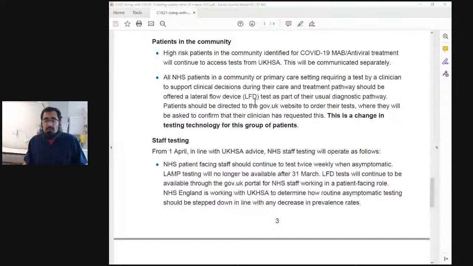And in the letter, it talks about all these changes in terms of the structure being, this is a change in the testing technology for this group of patients. Okay. So that is the main change when it comes to community testing.